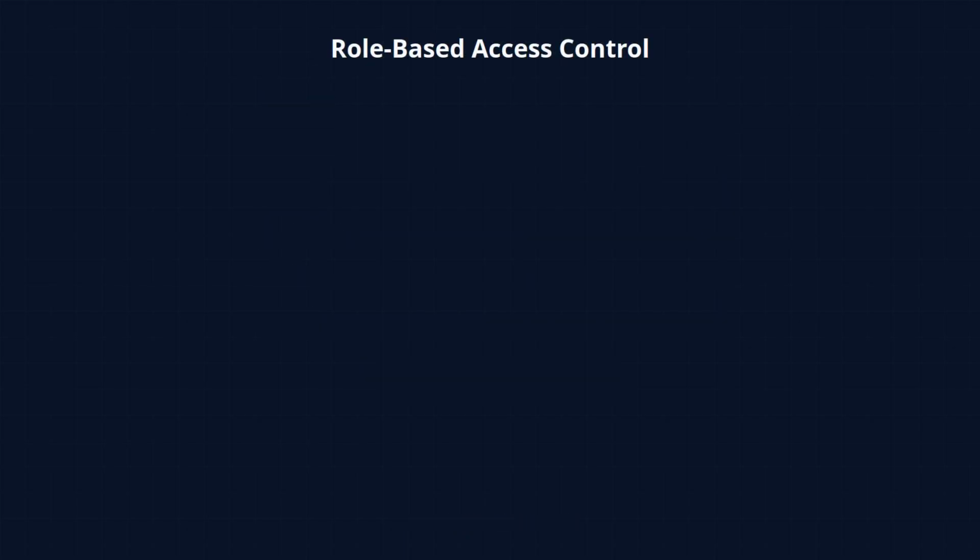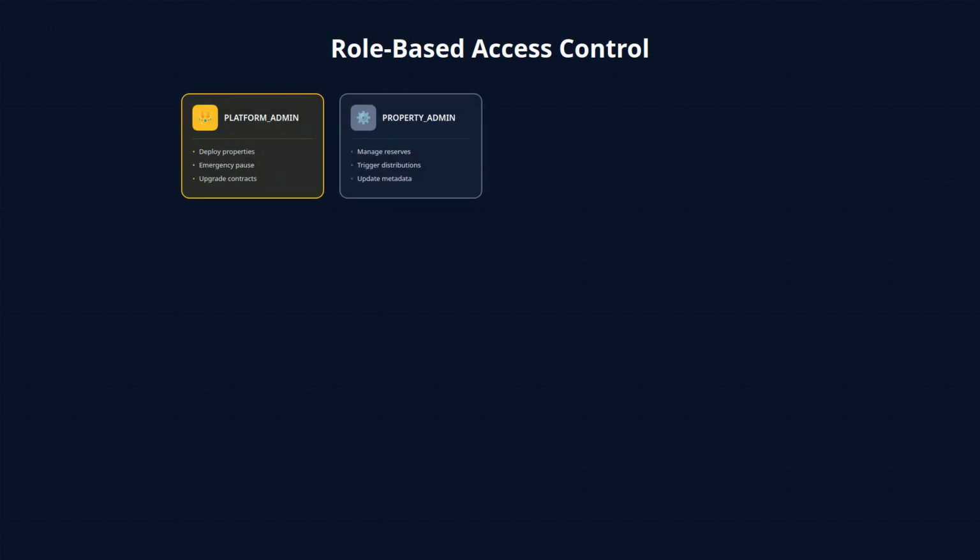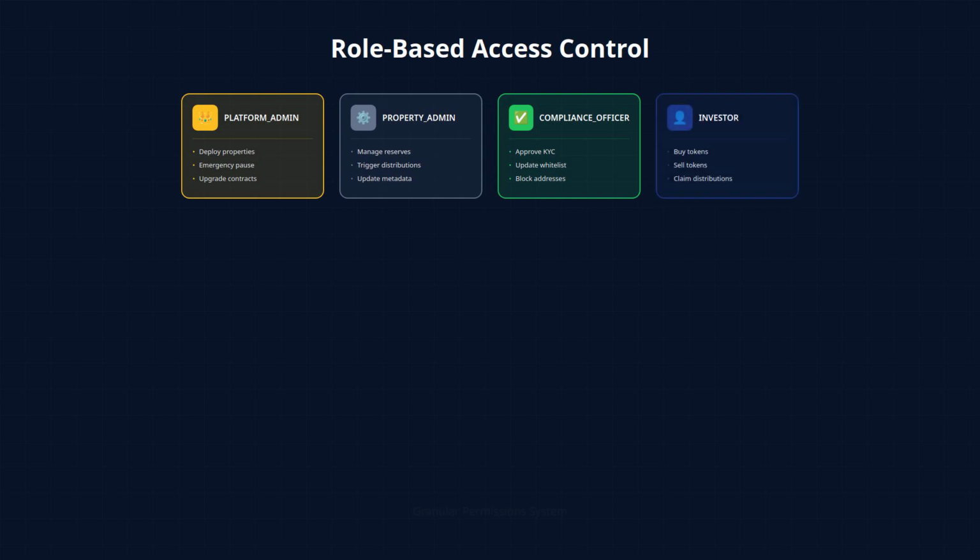Role-based access control governs platform operations. Platform admins can deploy properties and update whitelists. Property admins manage reserves and distributions. Compliance officers handle KYC approvals. Investors can buy, sell, and claim. Each role has specific permissions enforced on-chain. This granular control ensures security while enabling efficient operations.